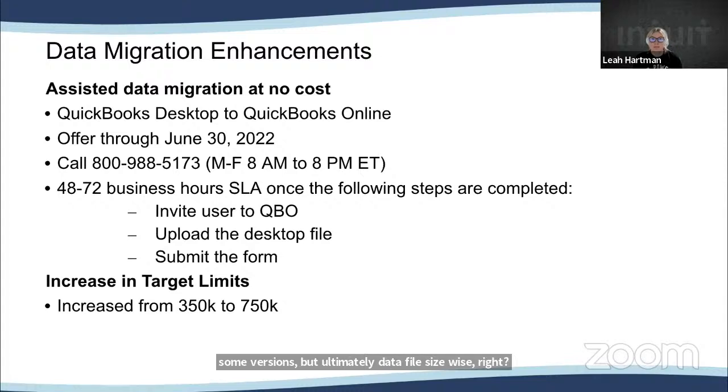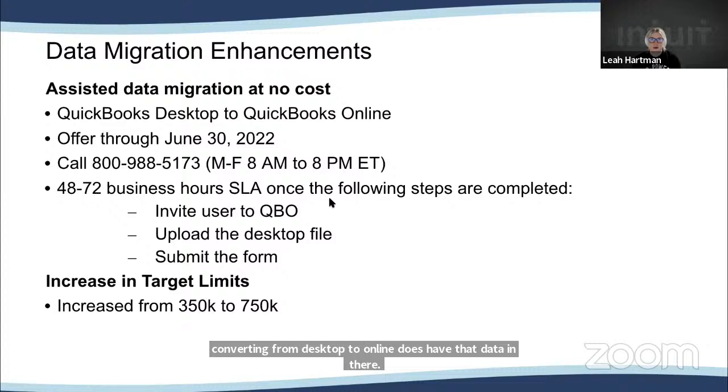What happens is the actual tool that moves the data from desktop to online was only able to take so much data to the cloud. We've actually increased it from 350,000 targets to 750,000 targets. And I believe it's 2021 Pro, Premier, and Enterprise and above, if I'm not mistaken. I know that the articles that we linked on converting from desktop to online have that data in there, so you can verify if I'm fibbing or not.